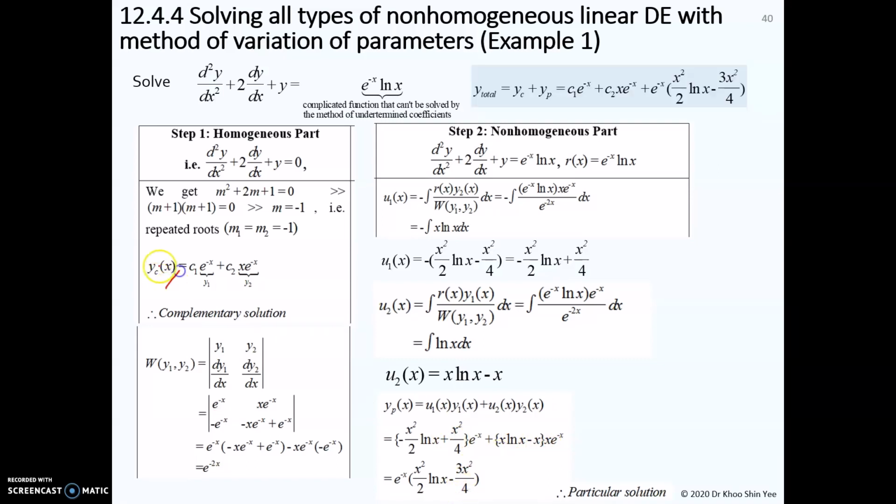You have succeeded in computing the yc and yp, so we can combine them to obtain the total solution. So this is your complementary solution added to the particular solution. And this is the final solution to this second order ODE.